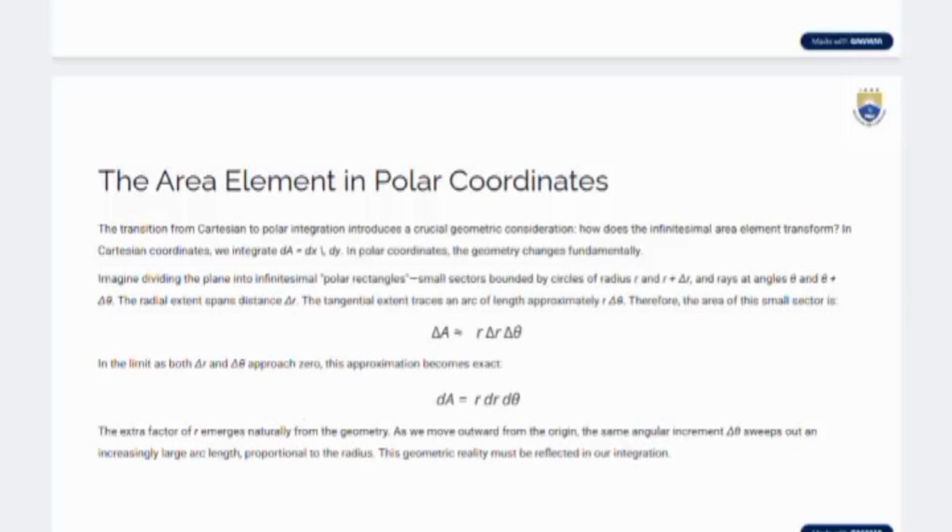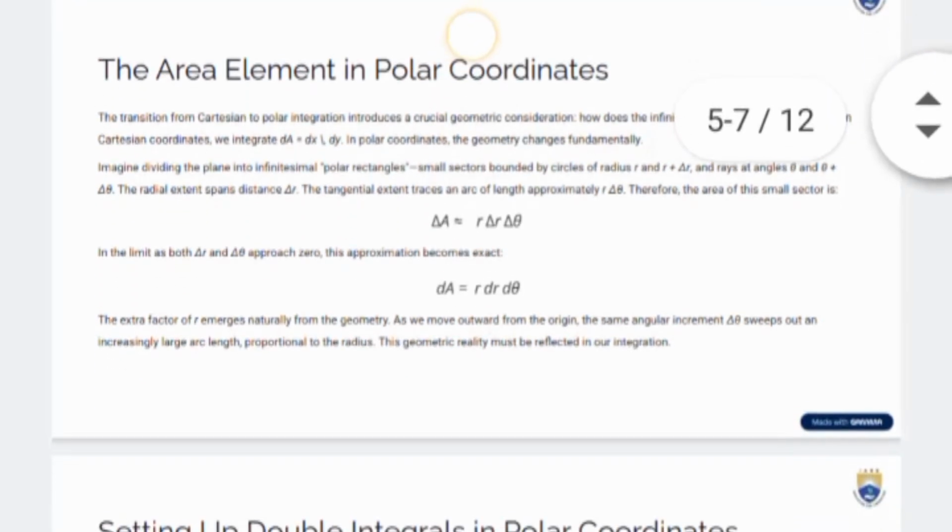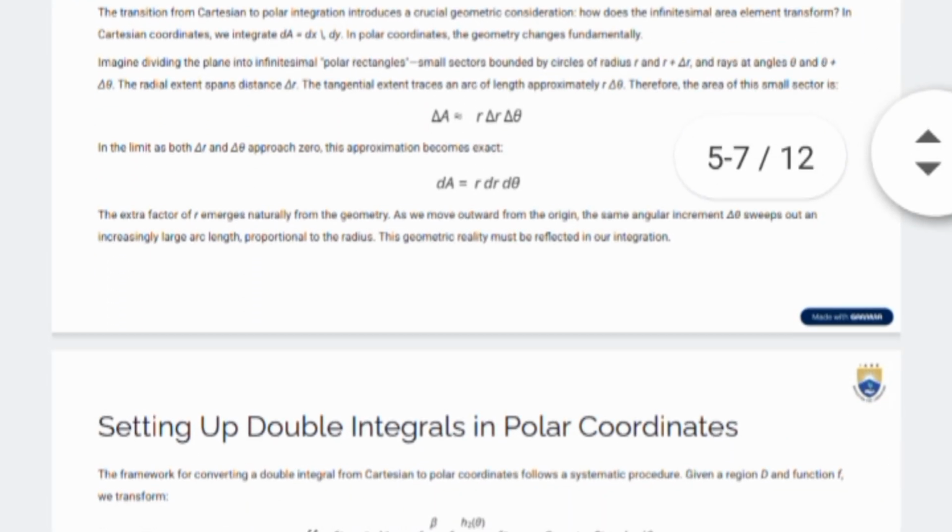The radius r spans distance dr, and the tangential extent traces an arc of length r d theta. Therefore, the area of the small sector is dA equals r dr d theta. The extra factor r arises naturally from the geometry as we move outward from the origin. The same angular increment d theta sweeps an increasing arc length proportional to the radius. This geometry must influence our integrals.